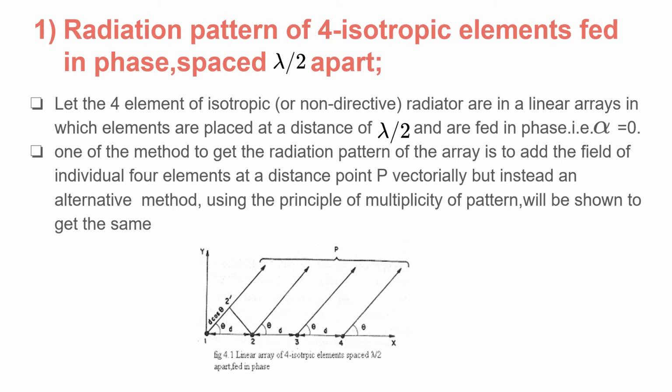So in the first case, let us consider 4 isotropic elements represented by 1, 2, 3 and 4 in the diagram, spaced lambda by 2 apart, which is represented by D, where D is equal to lambda by 2, and the phase angle between them is 0, so alpha is equal to 0. We are trying to find the total field at the distant point P. So let us find the total field using the concept of pattern multiplication.